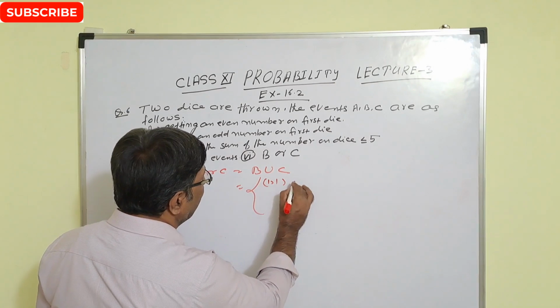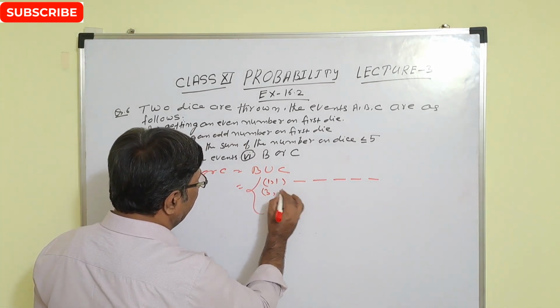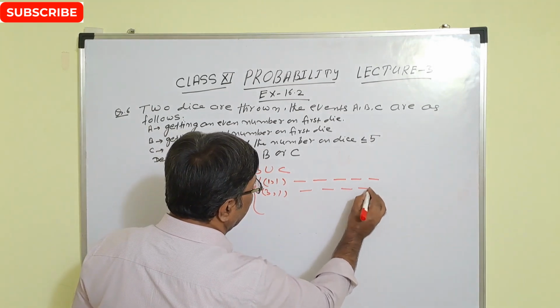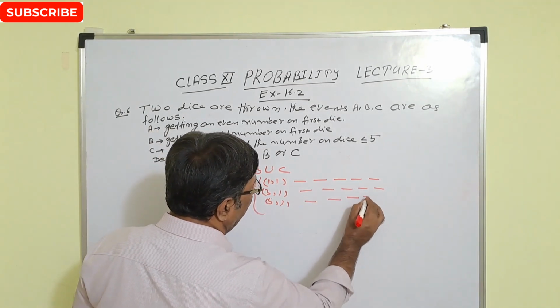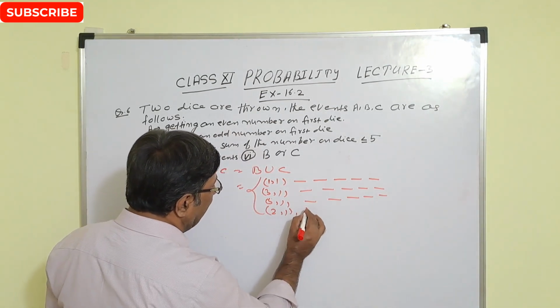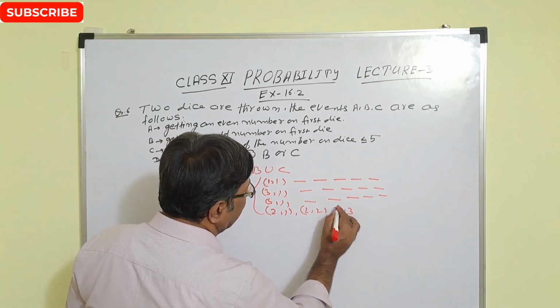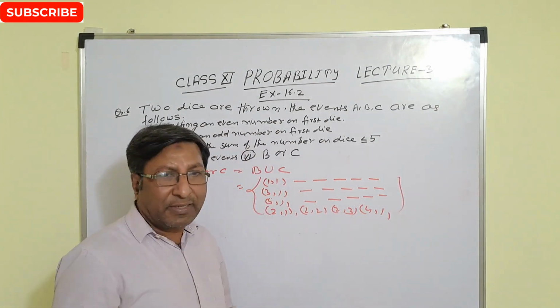That is 1,1, 1,2, 1,3, 1,4, 1,5, 1,6. And this is 3,1, 3,2, 3,3, 3,4, 3,5, 3,6. And this is 5,1, 5,2, 5,3, 5,4, 5,5 and 5,6. Now this is what? That is 2,1 and this is 2,2 and this is 2,3. Again this is what? 4,1. These are the correct answer.